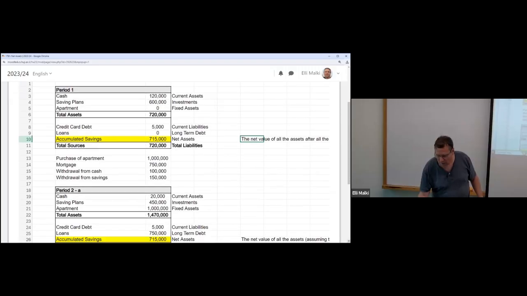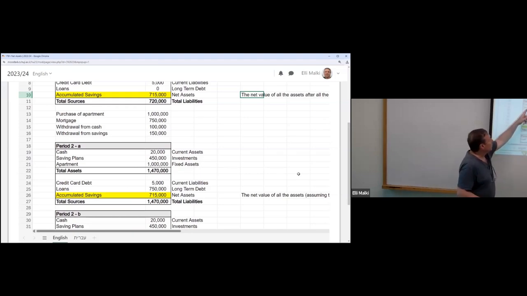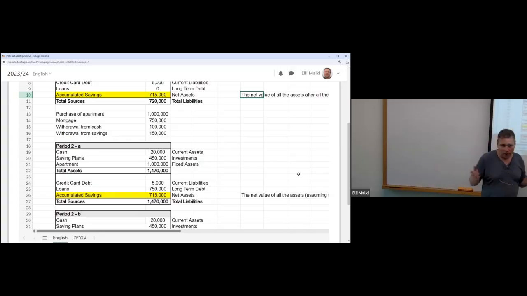So let's see now how their balance sheet will look. This is period 2. The first one was period 1. This is period 2A, because we will want to see another presentation. So what happened? Current assets, or cash, went down from 120 to 20, right? 100,000 went for the apartment. Also, saving plans went down from 600 to 450, because 150 I withdrew for the apartment.